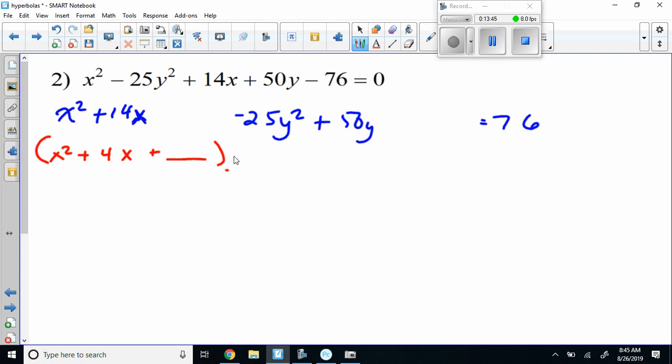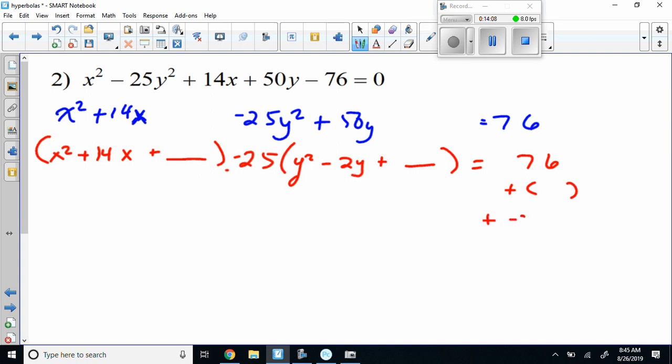I'm going to factor out negative 25 here. Oh, it's 14. Thank you. I'm going to factor out negative 25, so there. So what is that? Negative 2y, right? Equals 76 plus something, right? And then plus negative 25 times something.